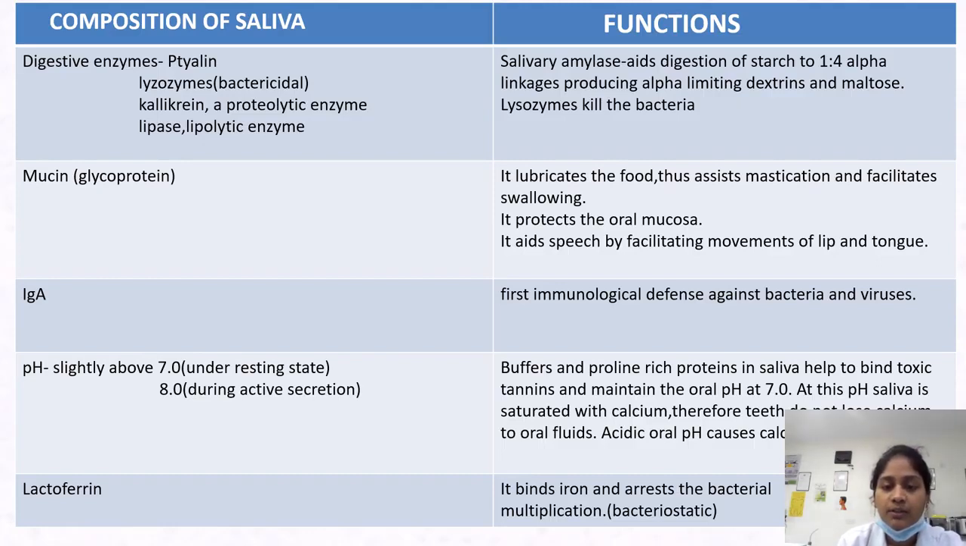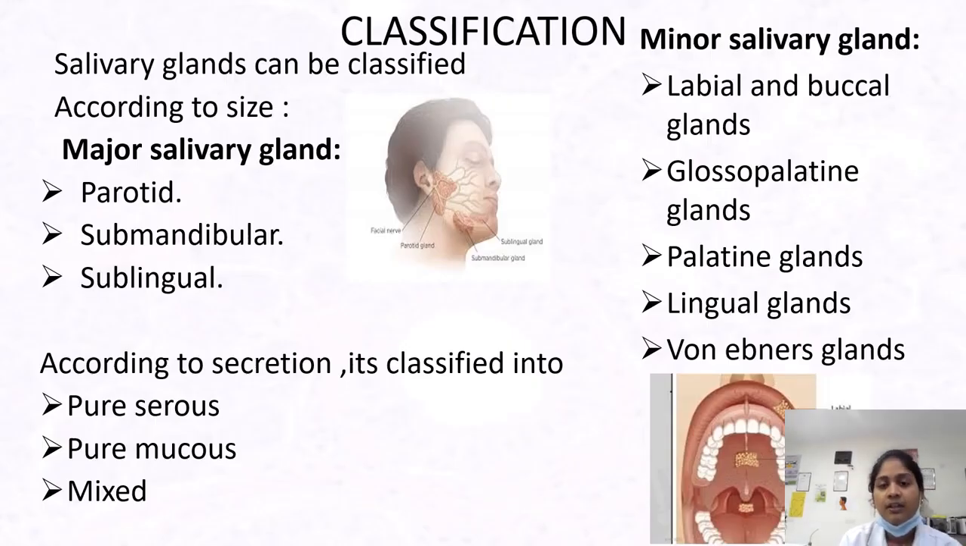The functions involve buffers and proline-rich proteins in saliva, which help to bind toxic tannins and maintain the oral pH at 7. At this pH, saliva is saturated with calcium, therefore teeth do not lose calcium to the oral fluids. Then coming on to lactoferrin, it binds iron and arrests bacterial multiplication, and so also acts as a bacteriostatic action.